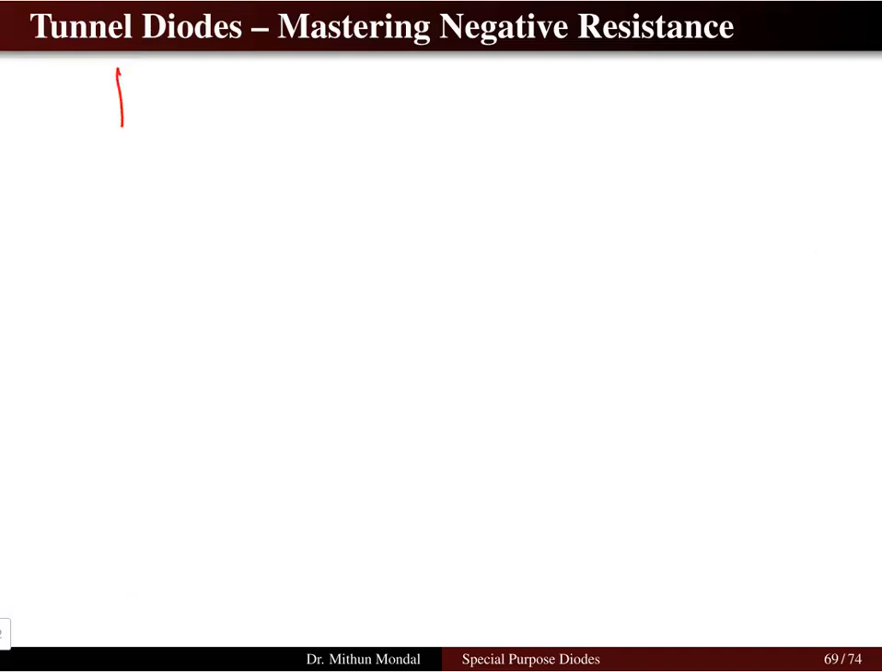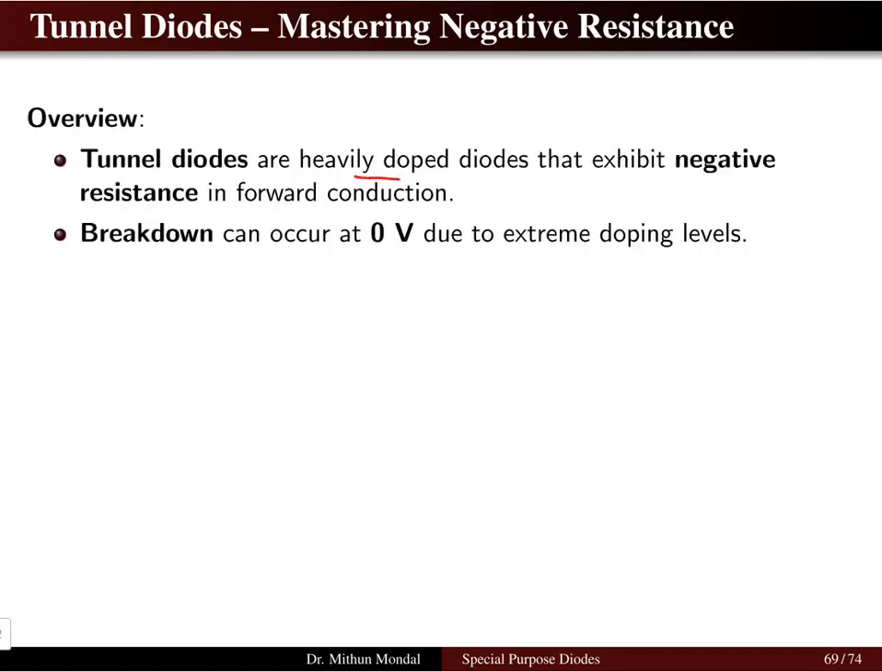Another type of diode we have is the tunnel diode, which is known for its negative resistance. Tunnel diodes are heavily doped diodes that exhibit negative resistance in forward conduction.